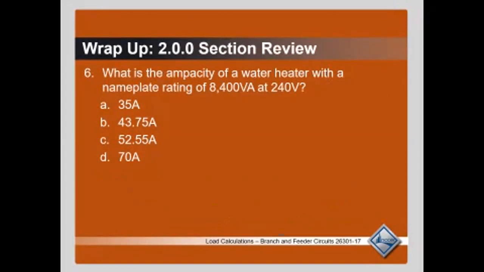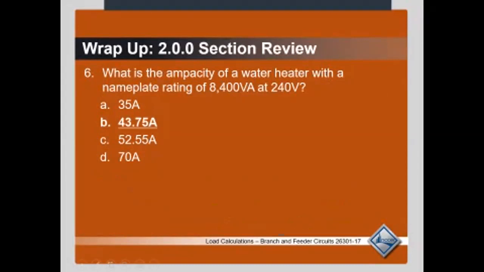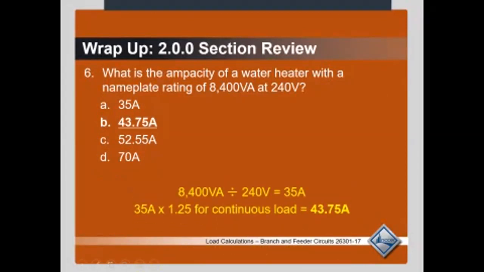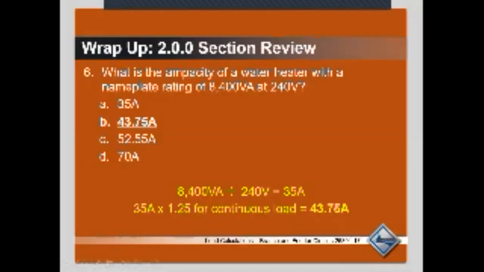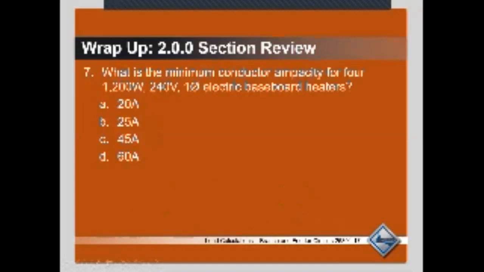It's continuous use, but that shouldn't make a difference. What is the ampacity of that? 35 amps. 125% continuous load. So it's 35 amps times 125%. Water heaters are always 125%, always continuous load.